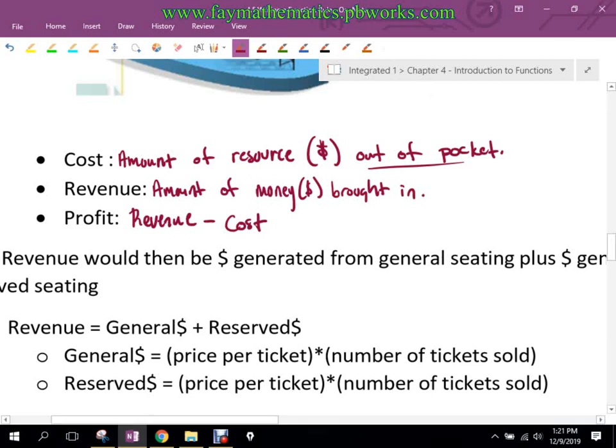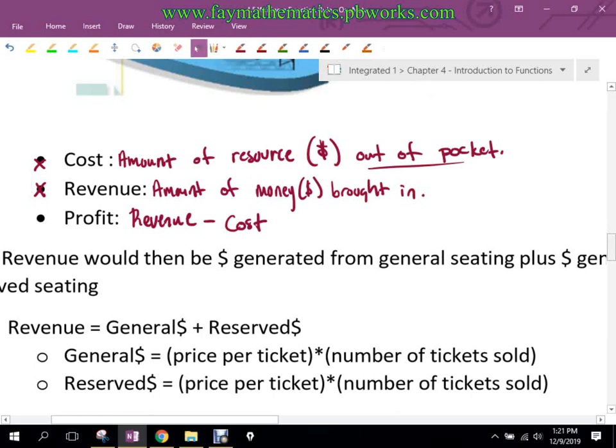Here they're asking me revenue. What is the revenue? Something to talk about is that cost and revenue, and even profit, are functions themselves. Revenue, think about down here, it says revenue by itself is going to be your general admission tickets plus your reserved admission ticket prices, right? Or the money made off those things.